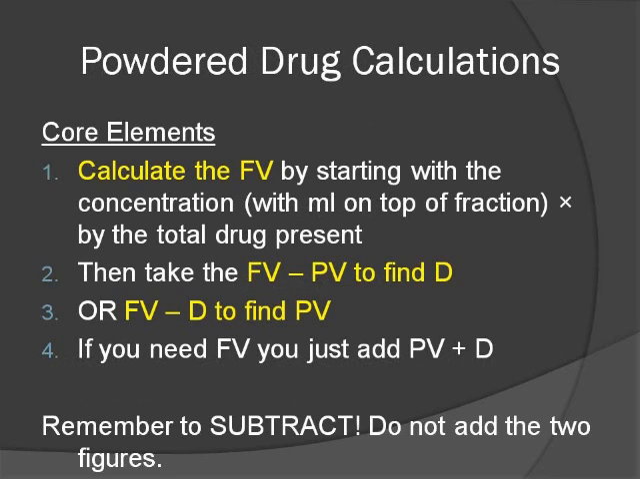But the core elements that you see for powder drug calculations is step 1, calculating the final volume. And this is done by starting with the concentration. Because we're calculating for milliliters, milliliters must be on the top of the fraction. Then we multiply by the total drug present. Step 2. Then we take the final volume and we subtract the powder volume to find the diluent. Or you might take the final volume and subtract the diluent to find the powder volume. If we're trying to find the final volume, we just simply add the powder volume to the diluent volume.